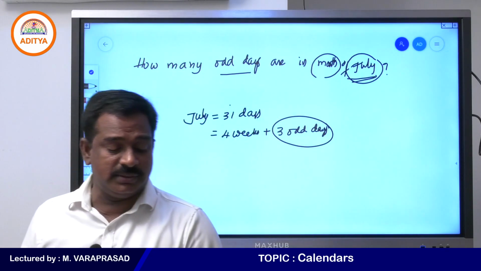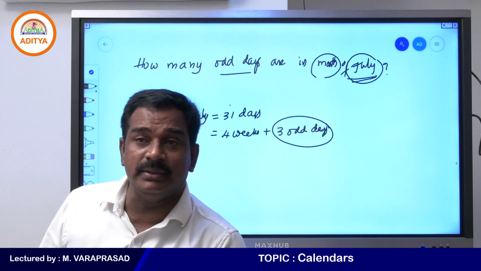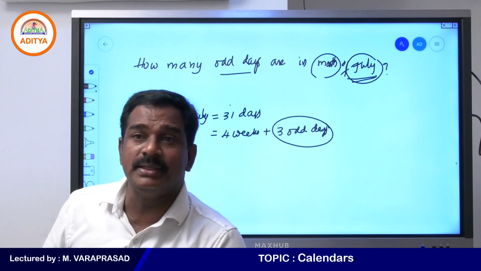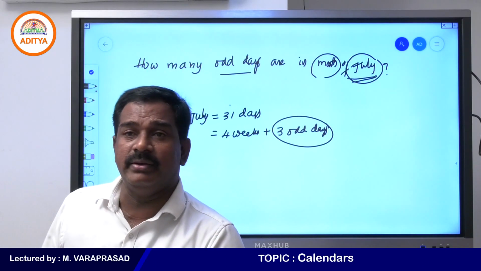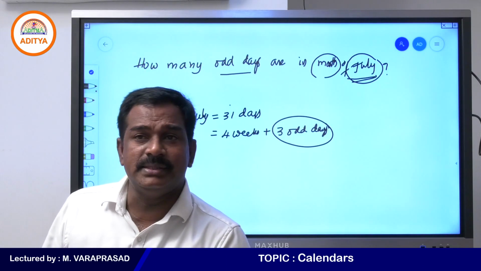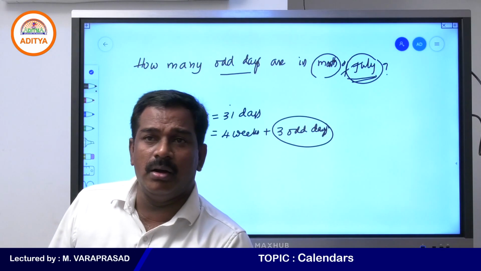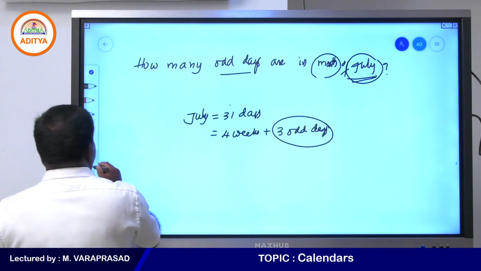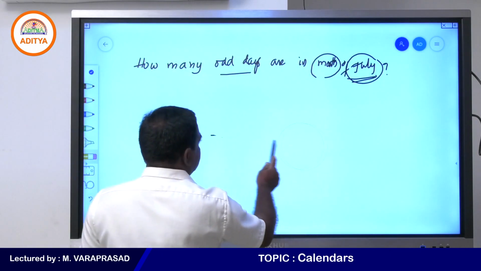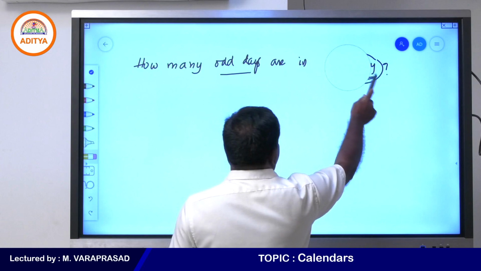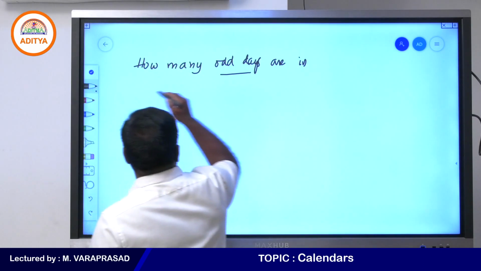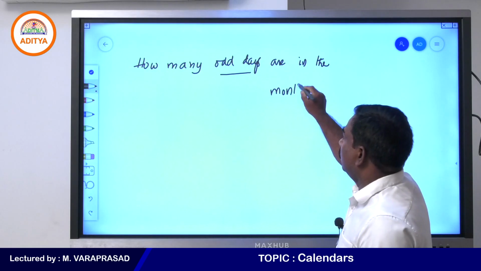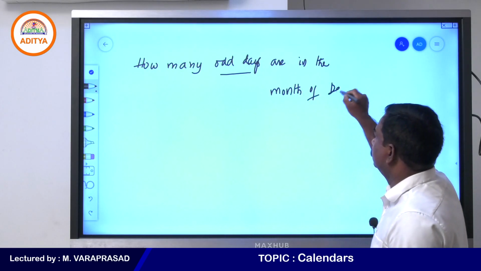Odd days means extra days when the given number is divided by 7. In the month of July we have 3 odd days. One more example I will give. Suppose in the month of December, how many odd days are there? In the month of December.